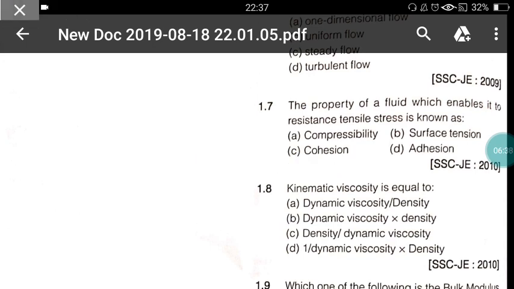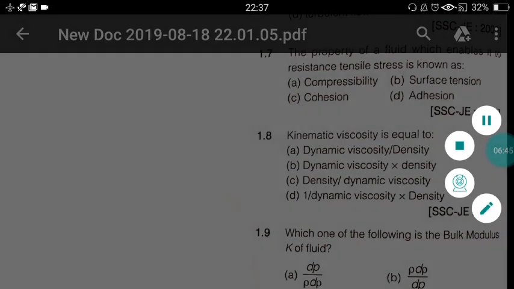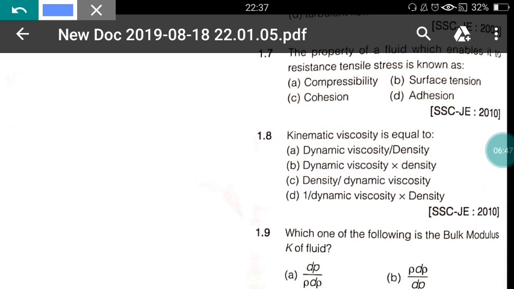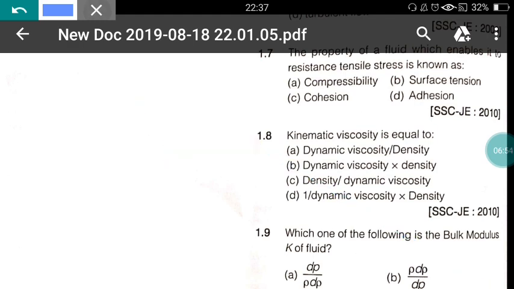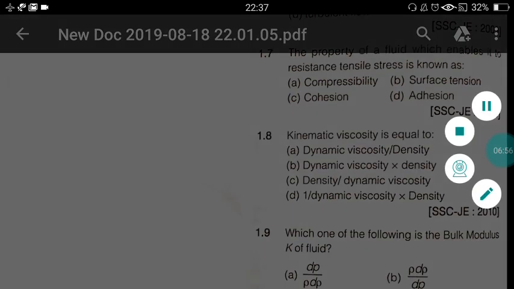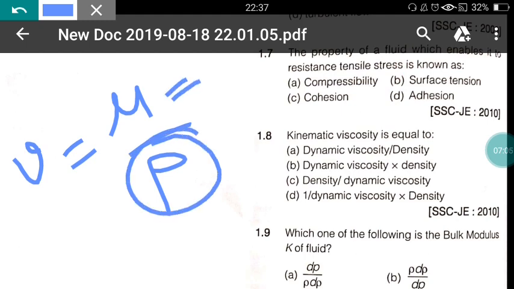Coming to next question, question number 8. They're asking the kinematic viscosity is equal to what? So if you know the formula, kinematic viscosity is denoted by nu. Nu is equal to what? Dynamic viscosity, that is mu upon density rho. The formula for kinematic viscosity is nu is equal to mu upon rho, the ratio of dynamic viscosity to the density. The correct answer for this question is option A, dynamic viscosity per unit density.